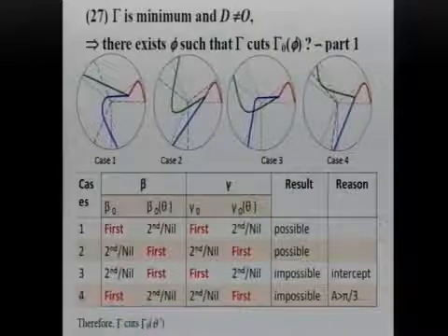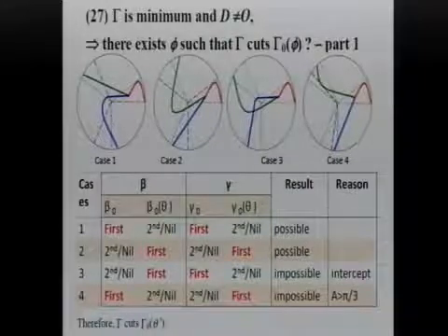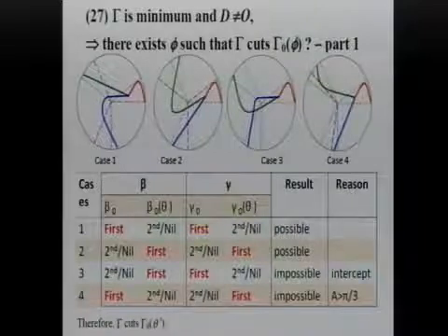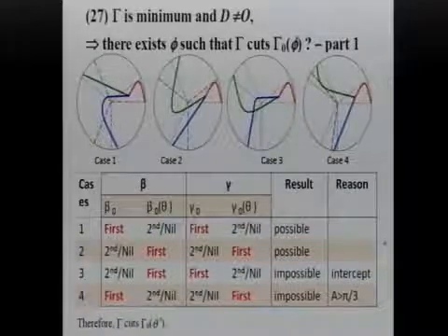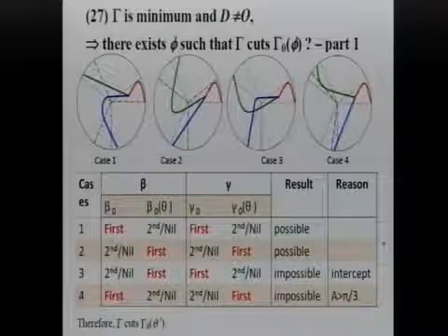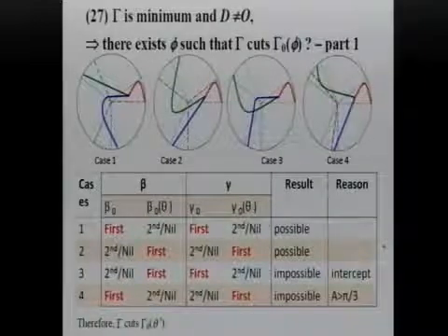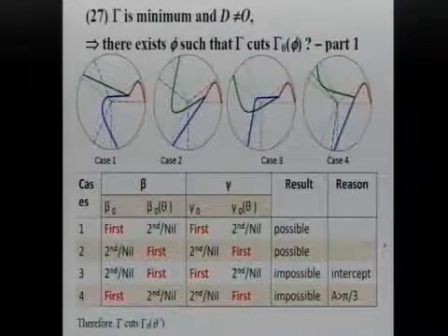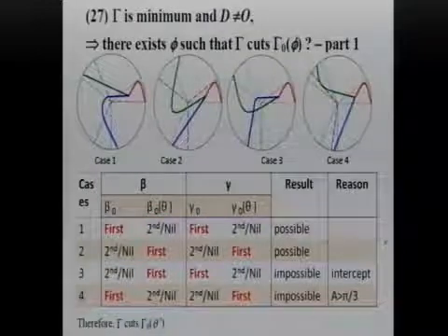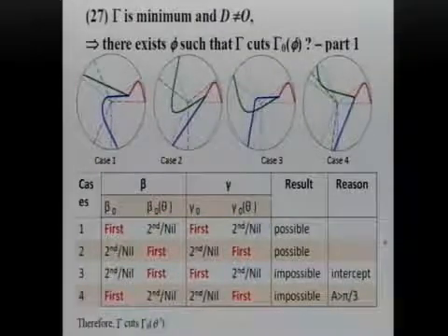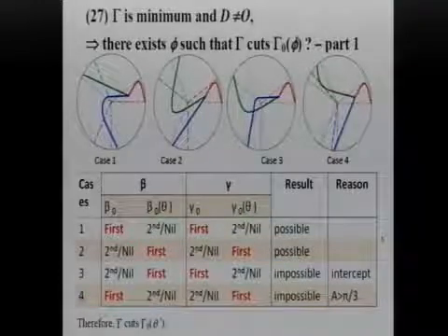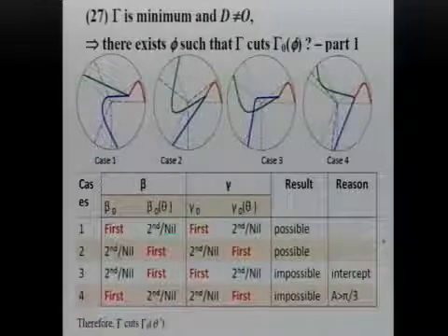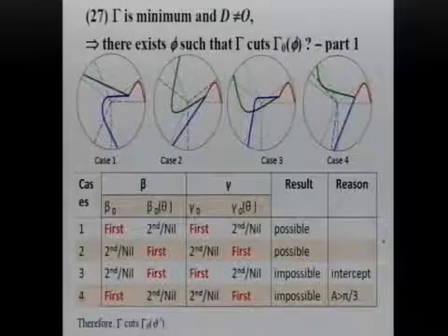But we want to know how beta cuts the sector. These are all possible cases. In case 3, there is an intersection point, and in case 4, the area must be larger than pi over 3. In case 1 and case 2, it shows that there exists phi such that big gamma cuts big gamma phi. So statement 27 is true. As the necessary condition of statement 20 must be true, by Fermat point, radius method is the best solution.